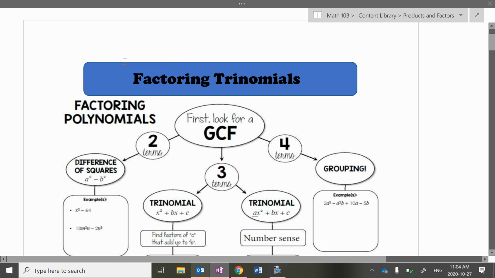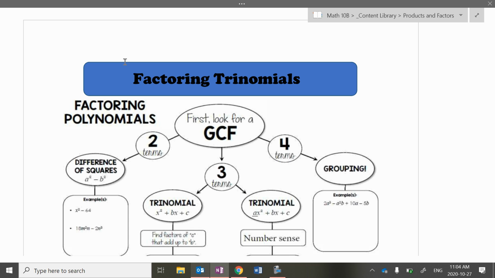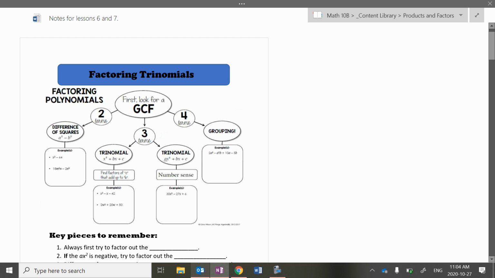So in your workbook, I just don't like how your workbook lays out lessons 6 and 7. So I've made my own packet, which is what these notes are. It's the same type of thing, just in a way that I feel like is better for your learning. This chart at the beginning of this is really helpful.